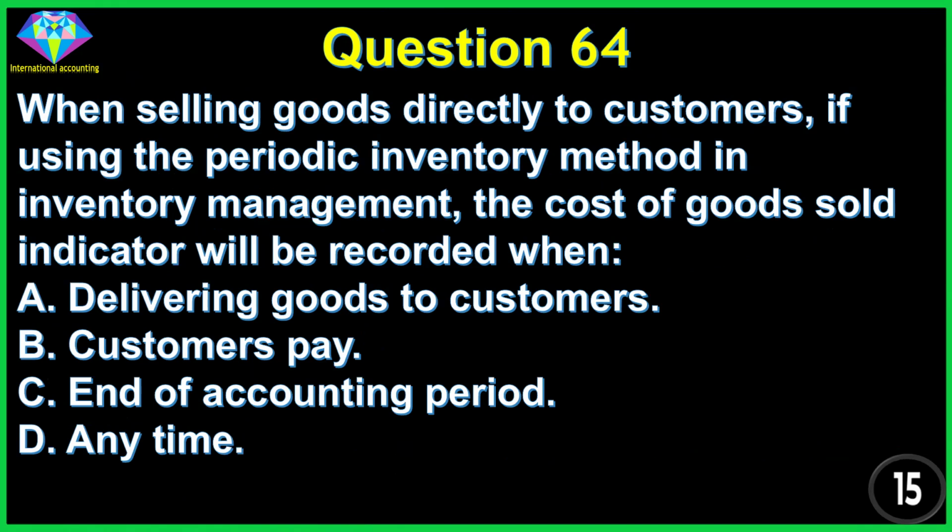When selling goods directly to customers, if using the periodic inventory method in inventory management, the cost of goods sold indicator will be recorded when A. Delivering goods to customers. B. Customers pay. C. End of accounting period. D. Any time.